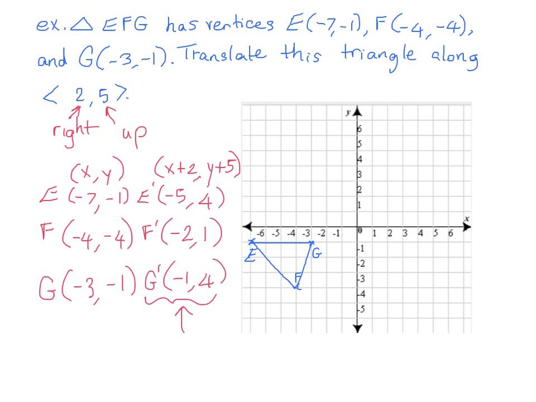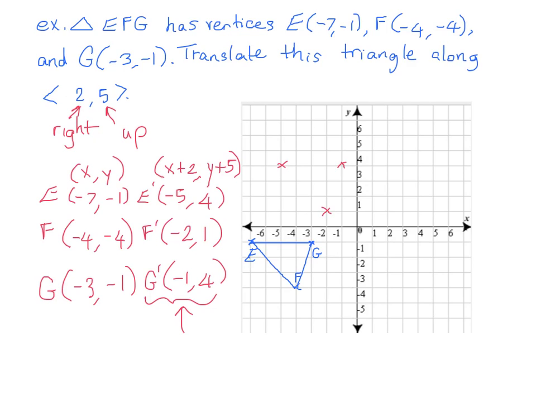And now we can go ahead and plot them. So first E prime, which is -5, comma 4. So -5, comma 4 is right, 1, 2, 3 here, 4. That's not true. Let's fix that up. It's one higher. -5, comma 4 is 1, 2, 3 right here. -2, comma 1 is right here. And -1, comma 4 is right here.